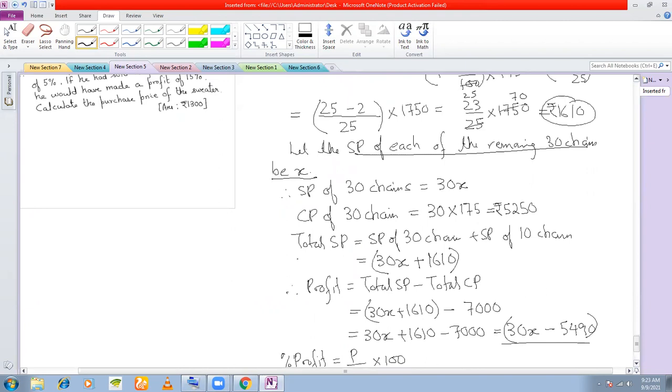In whatever way you have done, sir, the way I have written, profit expected on whole deal is equal to 10%. So SP is equal to 100 plus 10 by 100 into 7,000. We get 7,700. That is 10% profit. So we minus 1,610 and we get 6,090. Yes, you can do that way also. That is a shortcut. That is a shorter way, but mostly shorter way is sometimes difficult to understand.